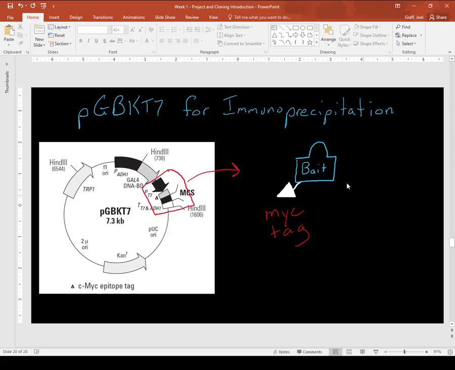Okay, so we're going back to the pGBKT7 plasmid, but this time we're going to talk about it not for use as yeast two-hybrid, but for use in immunoprecipitation. This time around, we don't use the yeast promoter because there's another promoter here. If you had eagle eyes, you'd notice there's a P, and then it explains what kind of promoter. The promoter is T7. It's right in the name of the plasmid.